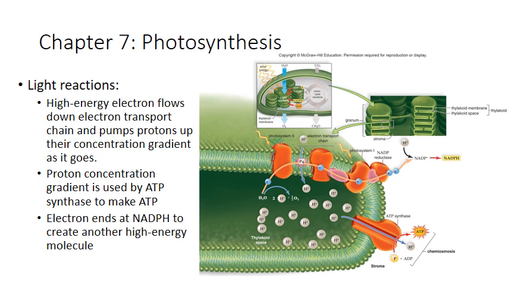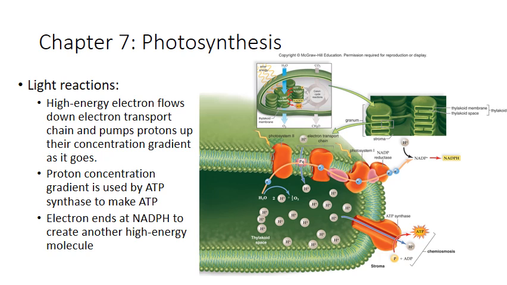Also, as the electron goes down the electron transport chain, you're pumping protons up their concentration gradient. So you have a really high concentration of protons in the intermembrane space of the organelle. With this high proton gradient, they want to flow out, down their concentration gradient, and release energy that way.